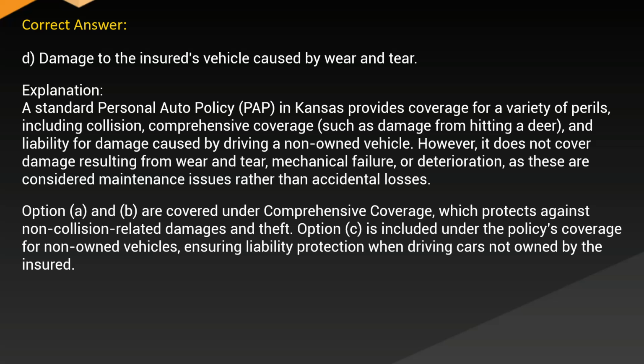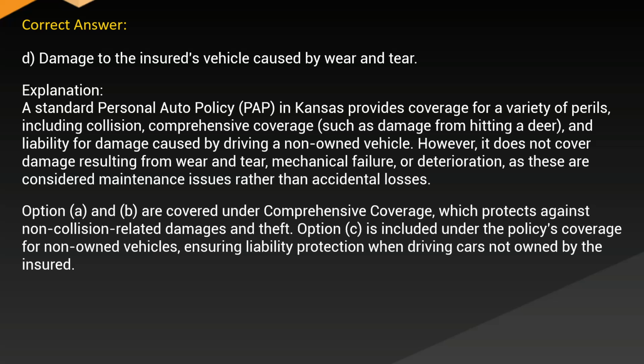Explanation: a standard personal auto policy (PAP) in Kansas provides coverage for a variety of perils, including collision, comprehensive coverage such as damage from hitting a deer, and liability for damage caused by driving a non-owned vehicle. However, it does not cover damage resulting from wear and tear, mechanical failure, or deterioration, as these are considered maintenance issues rather than accidental losses.